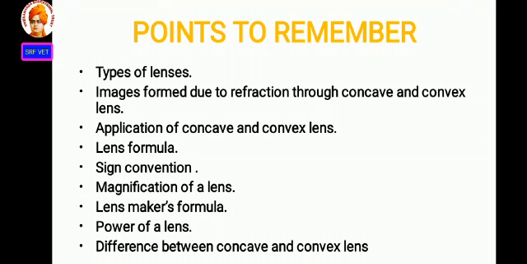Magnification of a lens, M is equal to H dash divided by H. Lens maker formula, 1 by F is equal to mu minus 1, times 1 divided by R1 minus 1 divided by R2. Power of a lens, P is equal to 1 by F. Then difference between concave and convex lens.